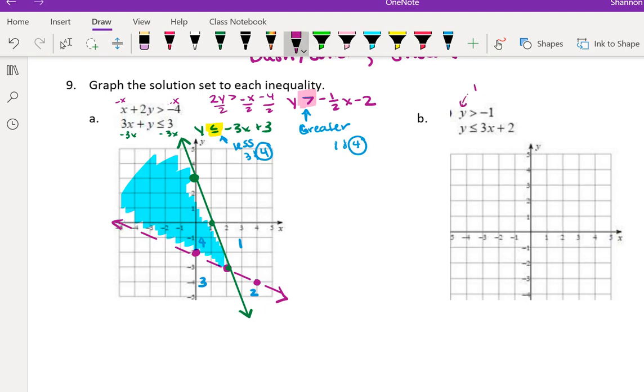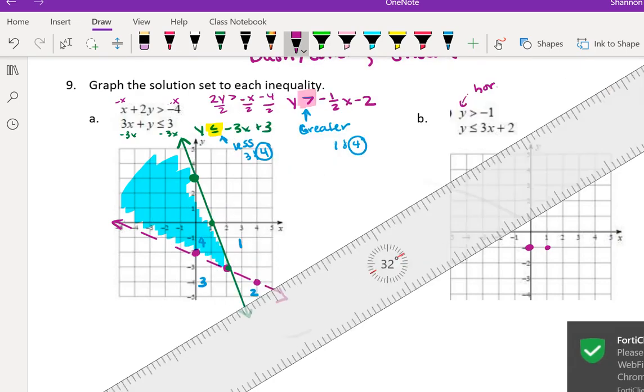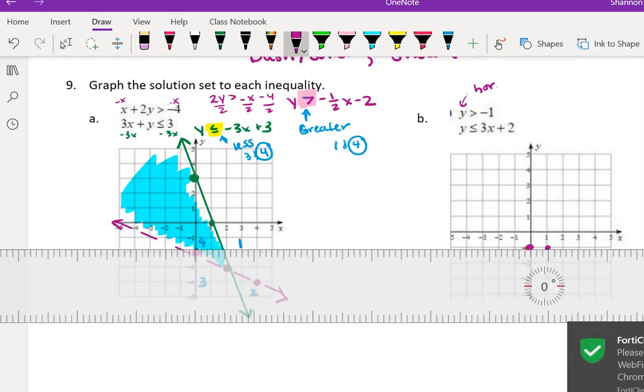In letter B, y greater than negative 1. Remember, y equals is a horizontal line. So I'm going to go to negative 1 on the y-axis, and I'm going to draw in a horizontal line that is dashed. Okay, so I'm going to dash it.